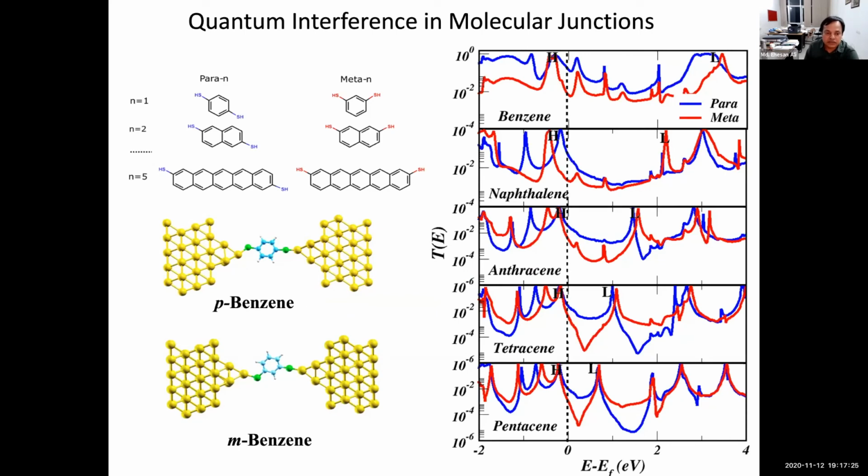So this is our calculation again. We have increased the number of benzene rings, and then we exactly observe what is reported in the literature. If we have the para connection, then we see the constructive interference, and if it is the meta connection, we see the destructive interference. And we don't see it when we have the smaller benzene, smaller system. We found that the interaction between the leads overpowers in this case, and then it is very difficult to get the pure destructive and constructive feature.